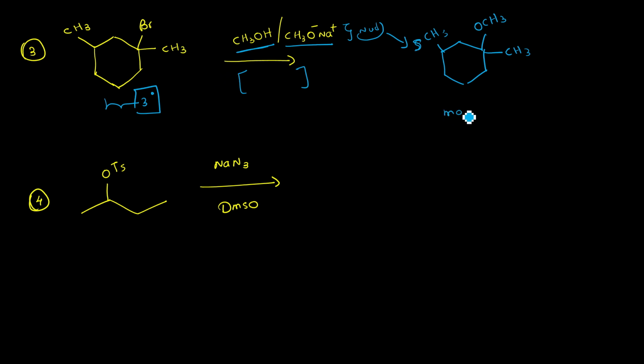So this is the major product. There can be minor products, okay? There can be minor products. So a minor product can be like this. This is the minor product. The minor product is coming from the E1 mechanism. So this is the minor.